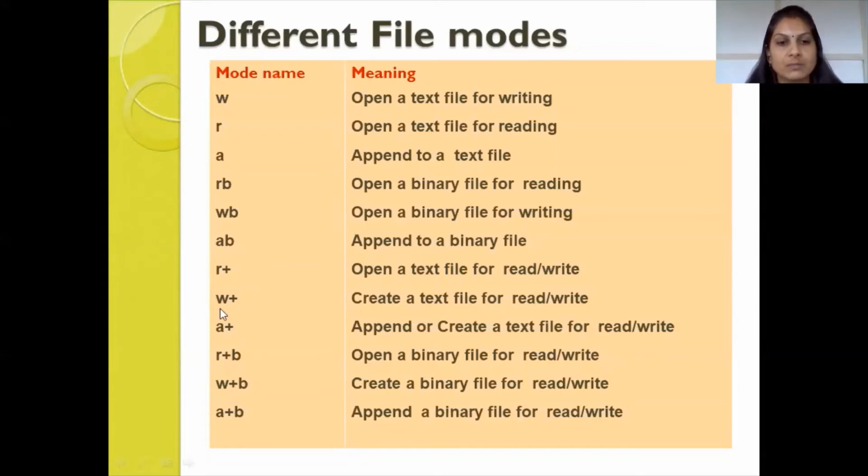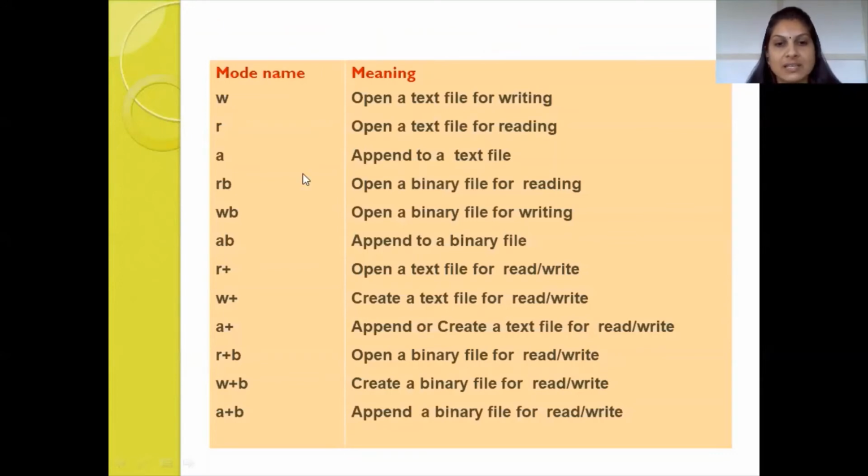Similar to R plus, W plus and A plus, there are the modes for binary files: R plus B, which is read and write on a binary file, W plus B, read and write both for a binary file, and A plus B, which is append and read-write with a binary file. So these are all the file modes which we use in the fopen function.